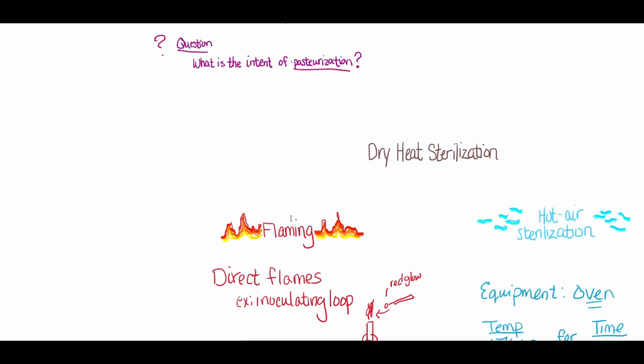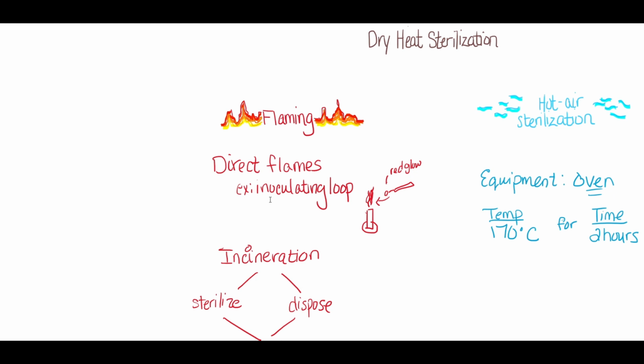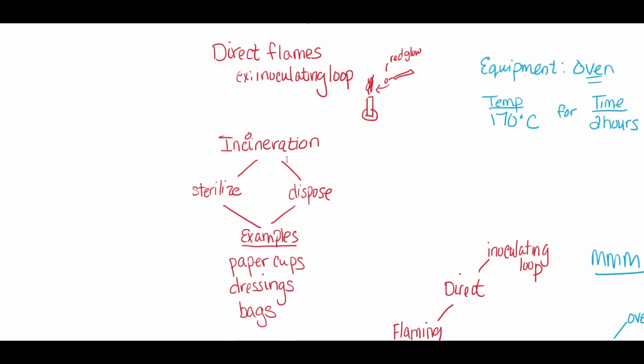All right. Dry heat. Again, all of this information is in my video, and the link will be in the description box. So we have flaming and hot air sterilization. Flaming is the use of direct flames. For instance, when you're in your lab, you sterilize your inoculating loop over a Bunsen burner. We also have incineration. Incineration can be used for two reasons: for sterilization and for disposing of items such as paper cups, dressings, and bags.